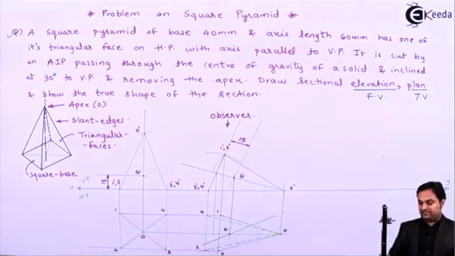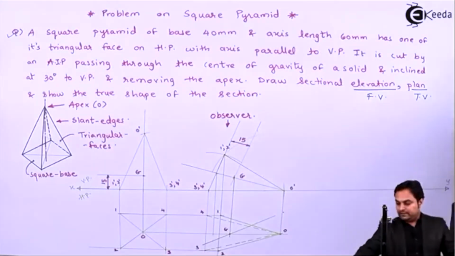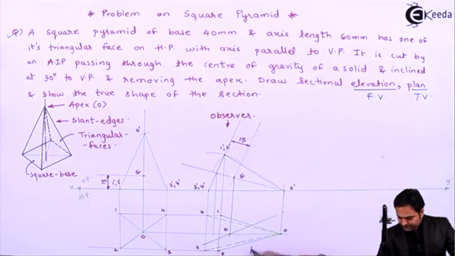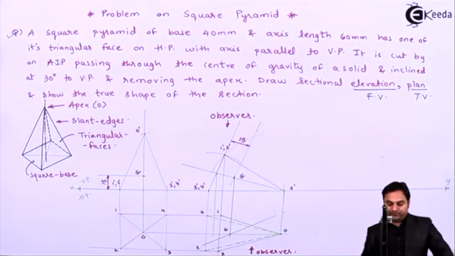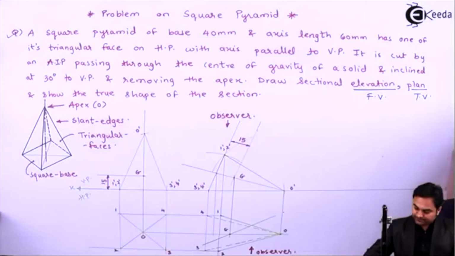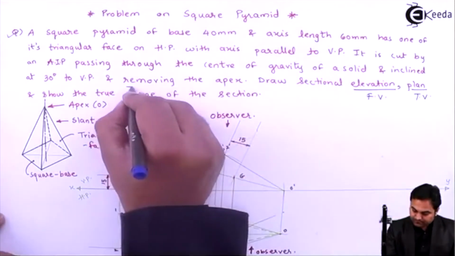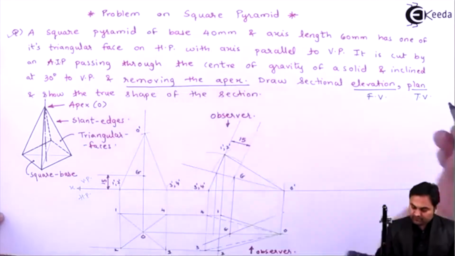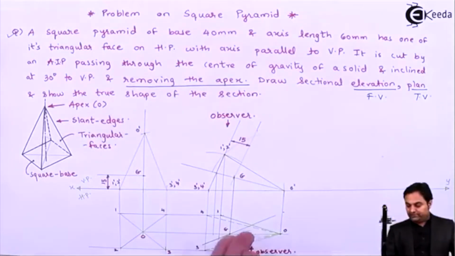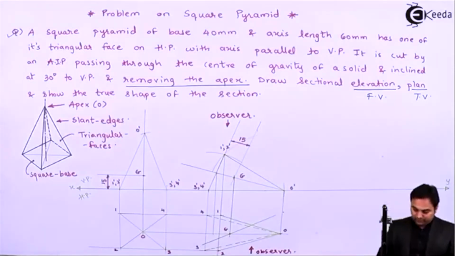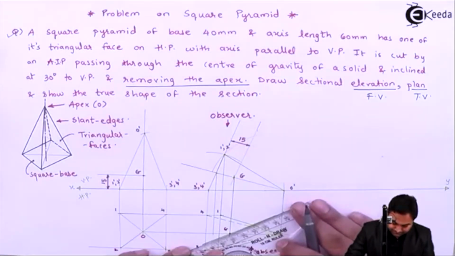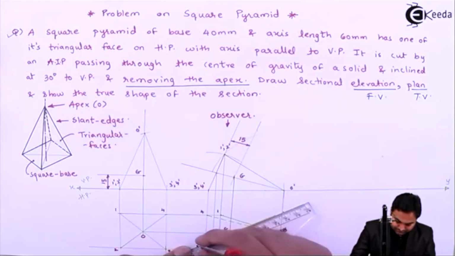so this is the line which I am getting, which is the cutting plane line, and as an observer here, we have to see which part is to be retained, which is to be removed. Here in the question it is said that removing the apex. So we need to remove this much part which is closer to the observer. So I'll draw the section plane line or the cutting plane line.